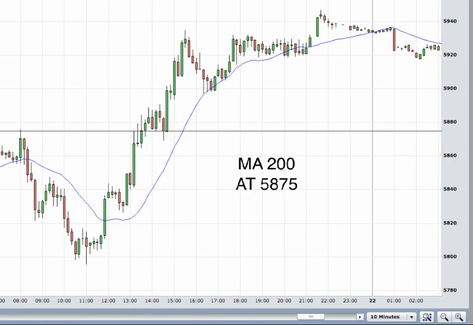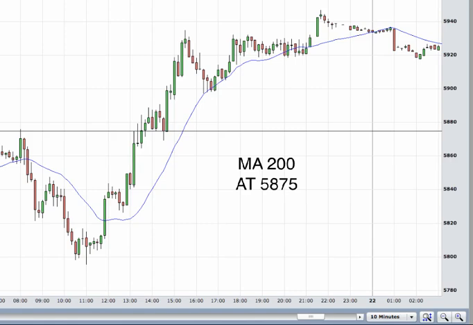Which charts do you use to pick these obvious areas? Well, you really want to be using the daily charts because they're the most popular charts used by amateur and professional traders. So the obvious areas are going to be on those charts, and you want to be using cash charts as well. You don't want to be using spread betting company charts.